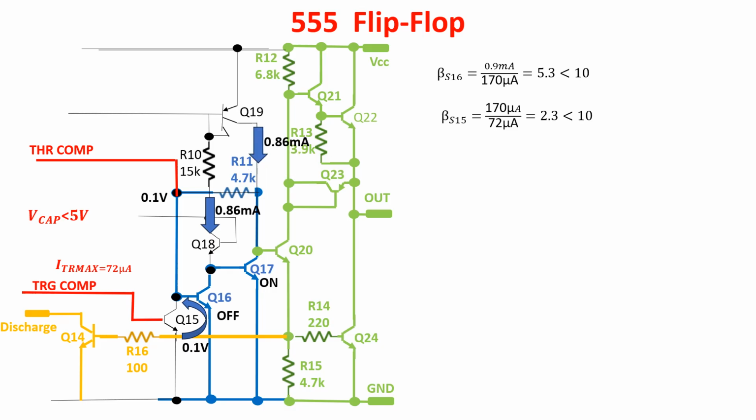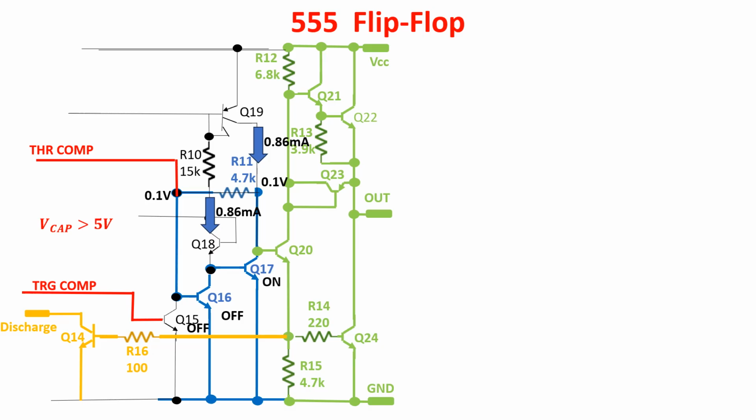Since Q17 is saturated, this node is at 0.1 volts, so even when the voltage across the capacitor rises above 5 volts and the trigger comparator doesn't provide any current to Q15, switching it off, the base of Q16 is kept low and the flip-flop remains in the same state. In this case, Q20 is off and the 555 output is high.